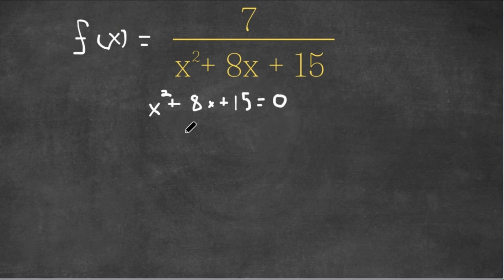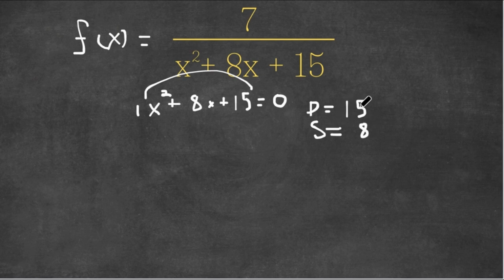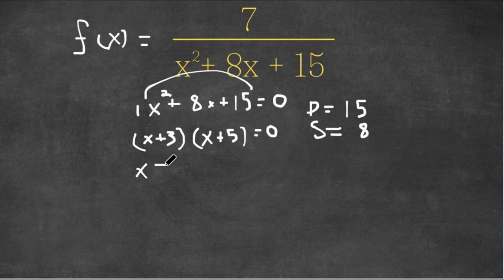So now, the product of the two numbers that we need to find is 1 times 15, which is 15. So our product is 15, and our sum is 8. So what two numbers have a product of 15 and a sum of 8? 5 and 3. So this would equal x plus 3 times x plus 5 equals 0, meaning x would either equal -3 or, sorry, -5.